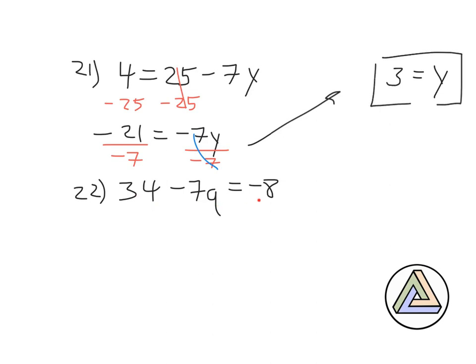34 minus 7q equals negative 8. So we want to at least get negative 7q by itself, so we've got to get rid of this positive 34 by subtracting 34 from both sides. We end up with negative 7q equals, okay, so we have a negative 8 minus 34.